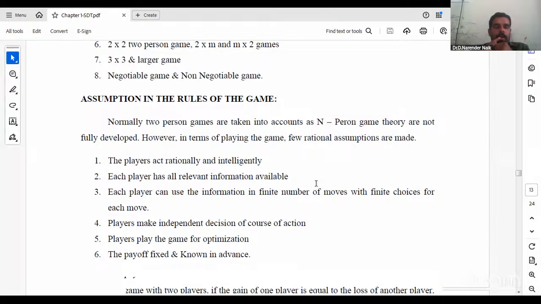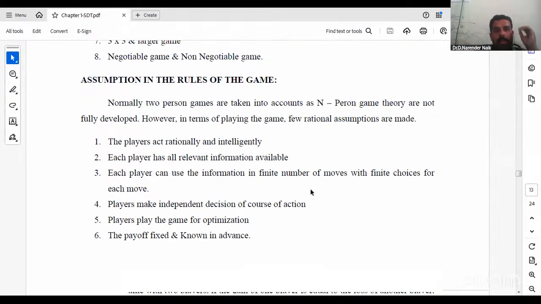The next one is that the payoff is fixed and known in advance. Payoff means after winning this game, what you are going to expect. What is your expectation? That expectation is known in advance only. That is called the payoff. Payoff is fixed and known in advance.